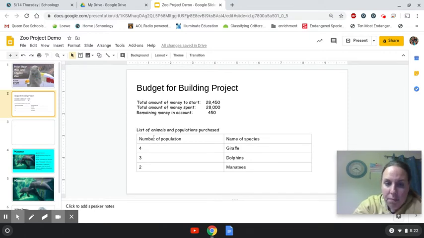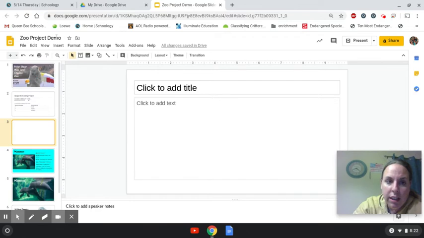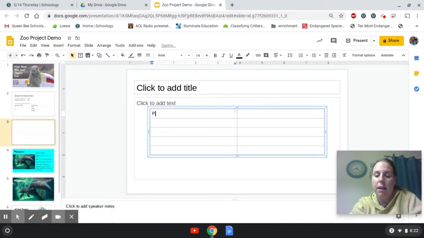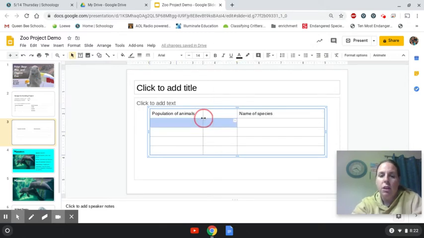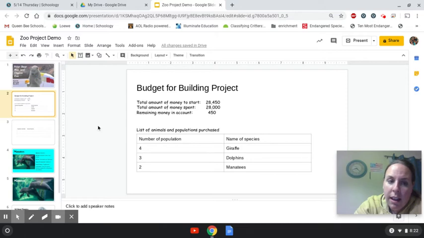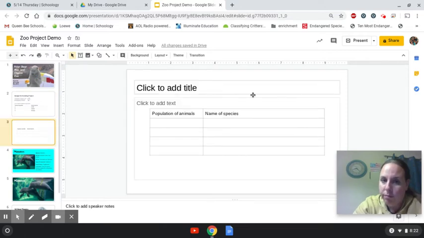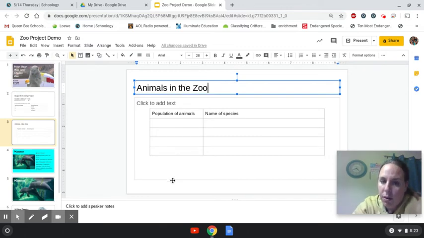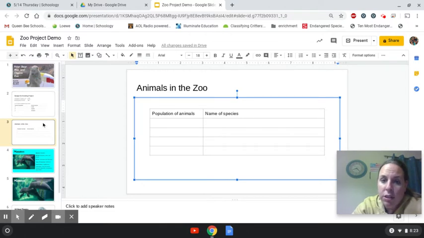I did make this chart, so if you are on here, all I did is go to insert and then table, and I did it this way, and you made the chart right here. So then you would write population of animals, and then name of species, and then you can do it just like that. Okay, so it may be that you do on this side the budget and on this side animals in the zoo. Something like that. Okay, then you're going to go on to your habitats.